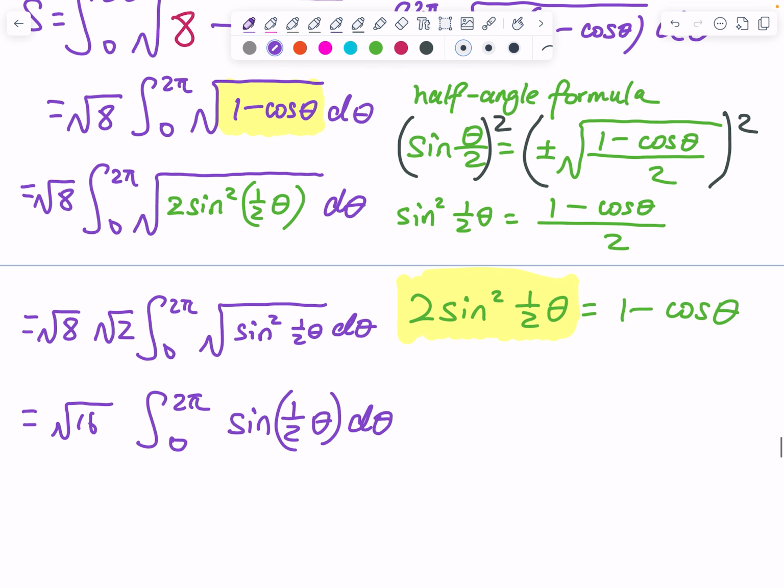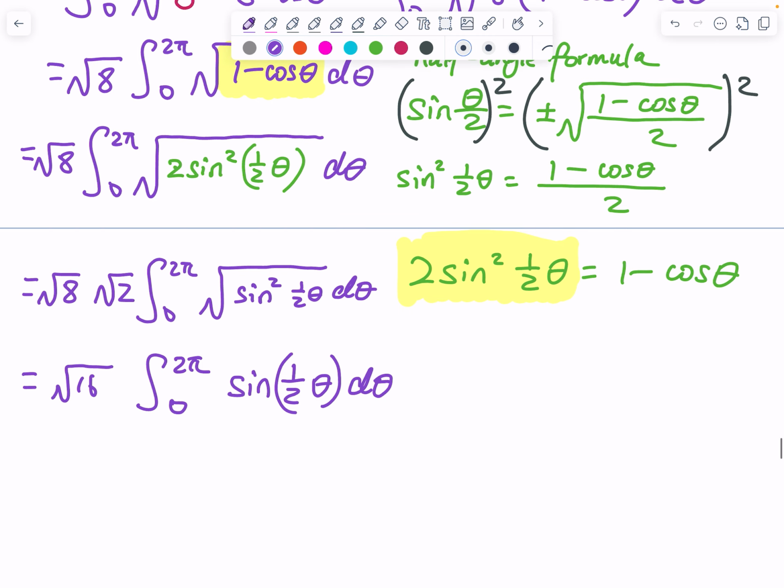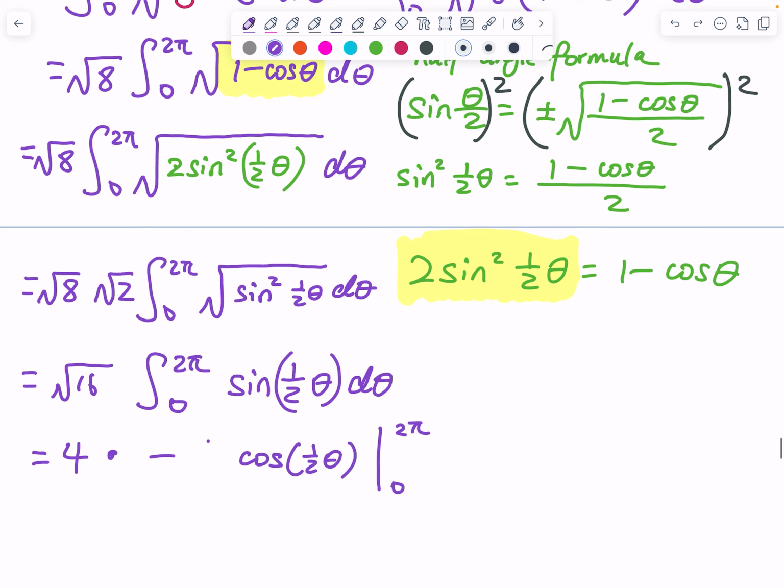And then the square root of 16 is equal to 4. The integral of sine is negative cosine, negative cosine half theta. When you take the derivative of cosine half theta, by chain rule, there is a 1/2. Then we need to prepare a 2 in front of it to get rid of the 1/2, because there is no 1/2 right there. Now 4 times negative 2 is negative 8. So we have a negative 8.